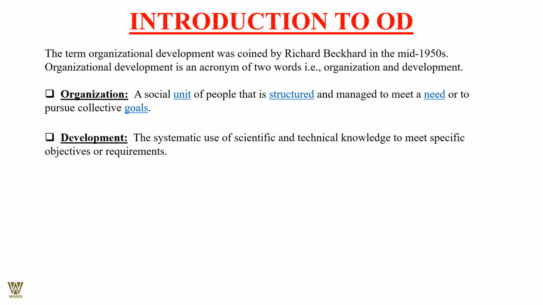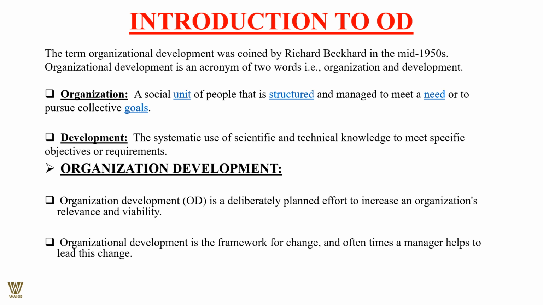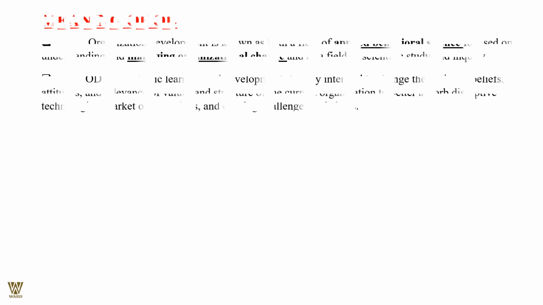Then comes development, the systematic use of scientific and technical know-how to meet the specific objectives of the requirement, as the case might be. We are talking about organization development. So these two terms which we have understood, combined, are a deliberate planned effort to increase the effectiveness of the organization, the reliability of the organization, the viability of the organization. It is the framework of change. Often, a manager needs to bring about the change by himself or herself, and ensure that the change has been instilled and installed in the organization for a newer phase of working, for newer understanding altogether.